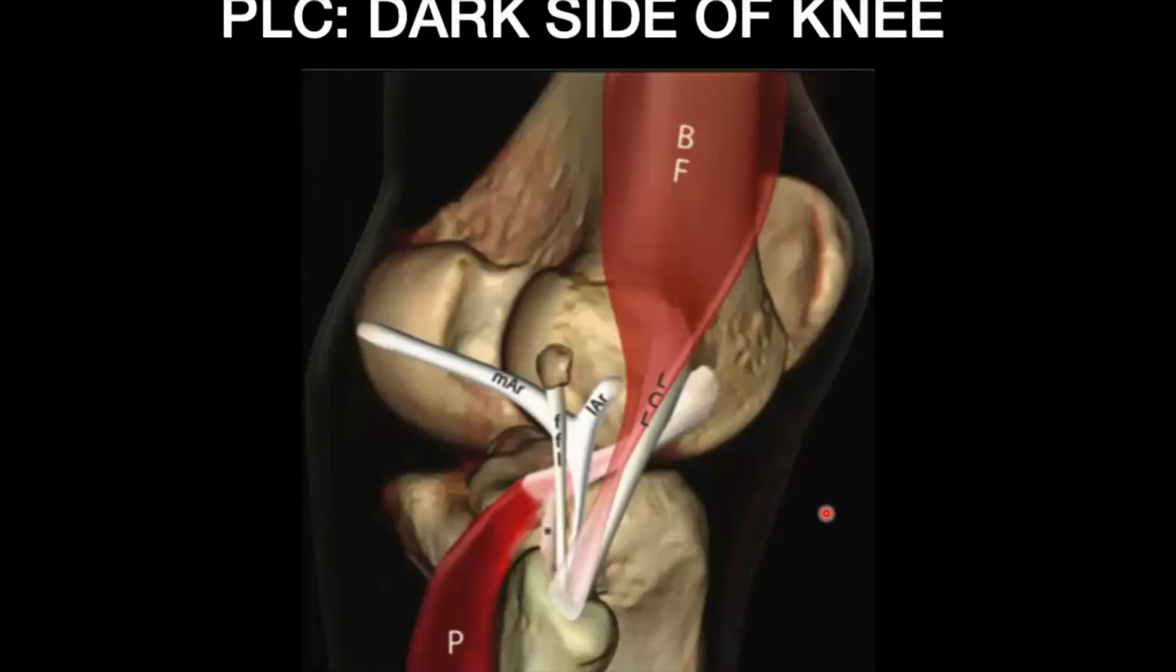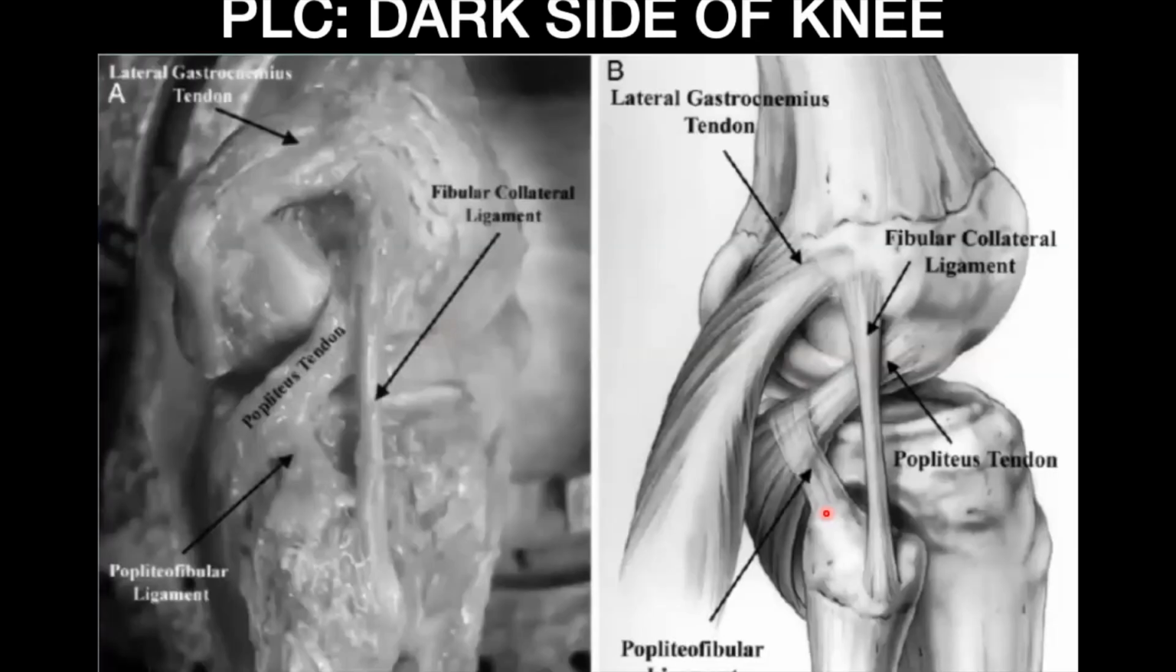PLC or posterolateral corner was once considered the dark side of the knee because its anatomy was not described at that time. But nowadays we know more about this PLC. PLC is composed of three main static stabilizers, that is fibular collateral ligament, popliteofibular ligament, and popliteus tendon.